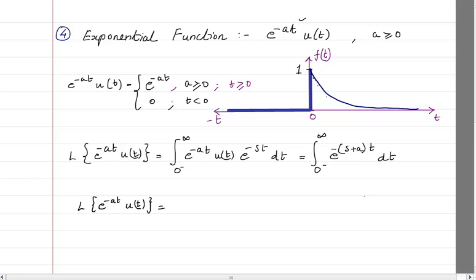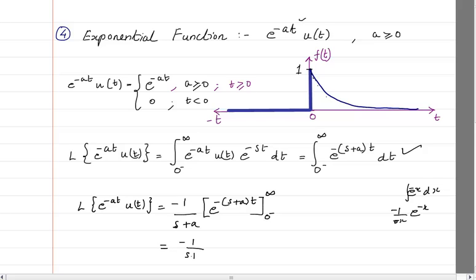The integration is, we know that e raised to power minus x dx, if I am going to integrate it, I will get 1 by minus x, or I can write it as minus 1 by x e raised to power minus x, isn't it? So that same logic we will apply for this one, and we will write it as minus 1 divided by s plus a, into e raised to power minus of s plus a t with limit 0 to infinity.